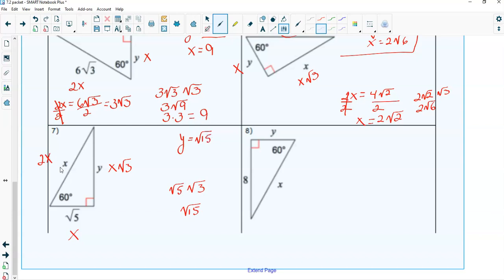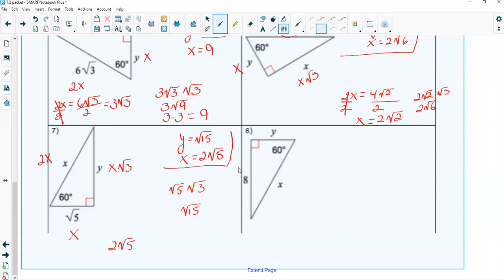Okay, now I'm looking for the hypotenuse. Well, the hypotenuse is twice whatever this is. Well, since this is that, the square root of 5, then twice the square root of 5. There you go. So that's x. And it becomes pretty simple. Take a look at this one. This one, they gave me the long leg. Remember, the long leg is the short leg times the square root of 3.